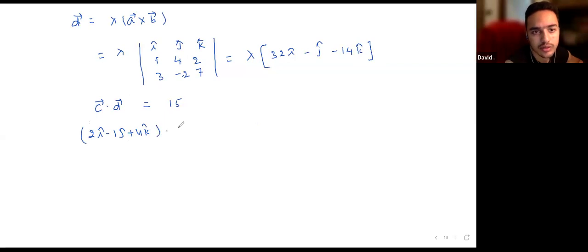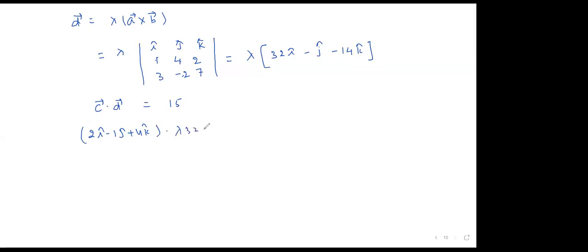And D vector is lambda times 32i cap minus j cap minus 14k cap, and this is equal to 15. So 2 into 32 lambda is 64 lambda, and minus 1 into minus 1 is plus 1, and 4 into minus 14 is minus 56, equals 15.